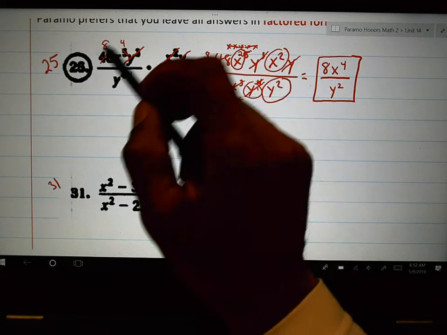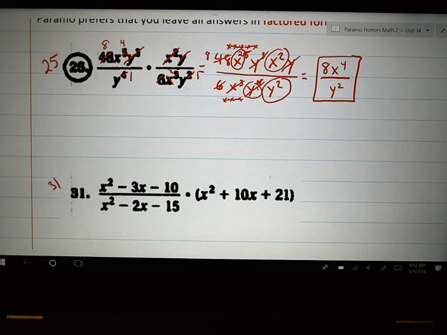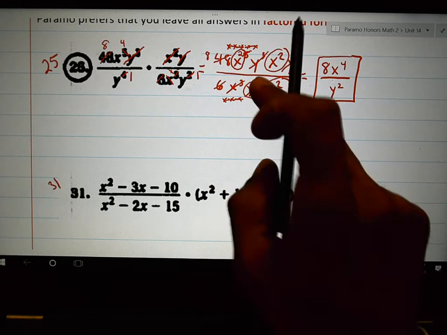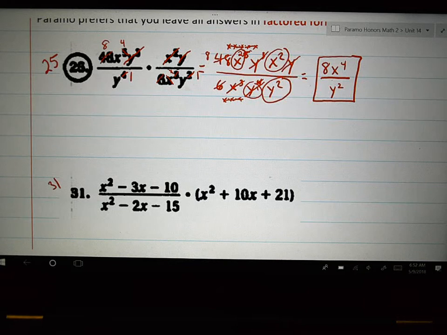Notice, I do want you to get used to showing your work, especially on your quizzes and tests. So that's part of the reason why I tried to line some things up so I could show some work.